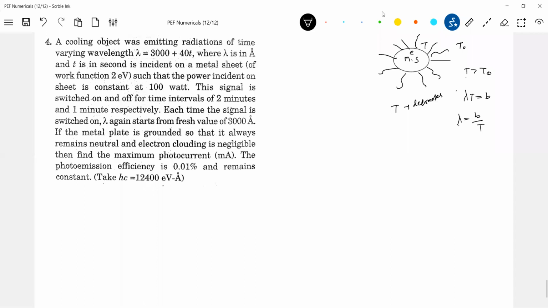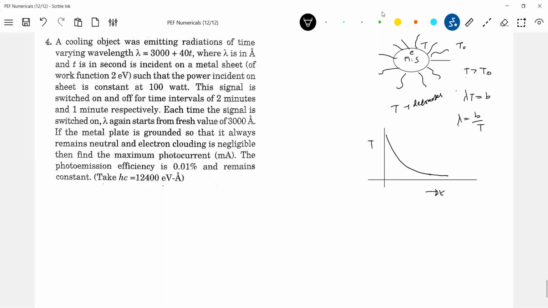Okay, let's get into the question now. There's a basic idea. A cooling object, so with time the temperature decreases. So by Stefan's law, and we know P equal to E, also like Newton's law of cooling, better apply that, and the temperature will decrease, no? If you plot the temperature versus time, it decreases exponentially. So the lambda should increase.